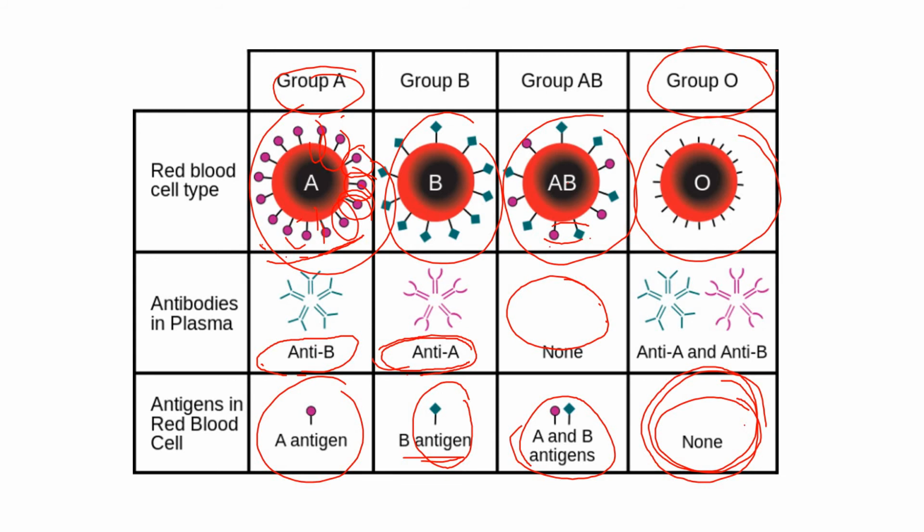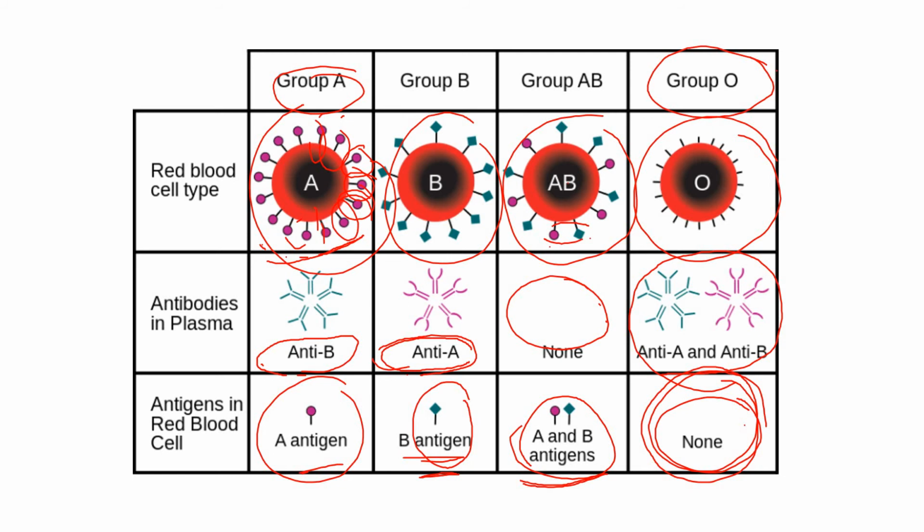Now, the difference is people with group O blood have anti-A and anti-B antibodies. So if they see any blood that has A antigen, B antigens, or A and B antigens, they are going to reject it right away. In this case, type O blood can only receive from type O blood, but type O blood can give to any group. So we call them the universal donor. That's how the basic ABO group works.